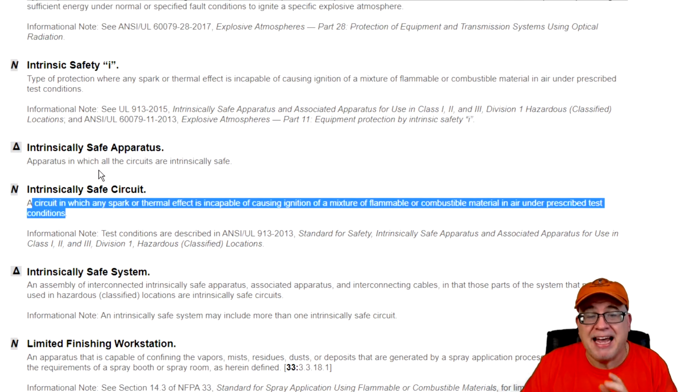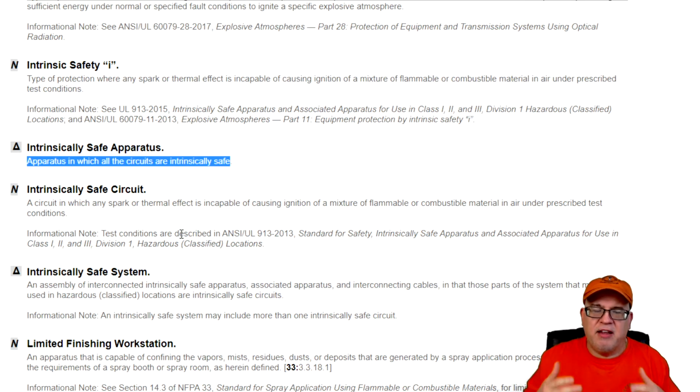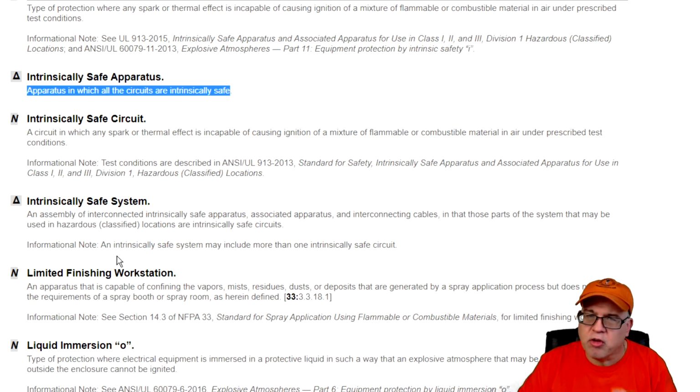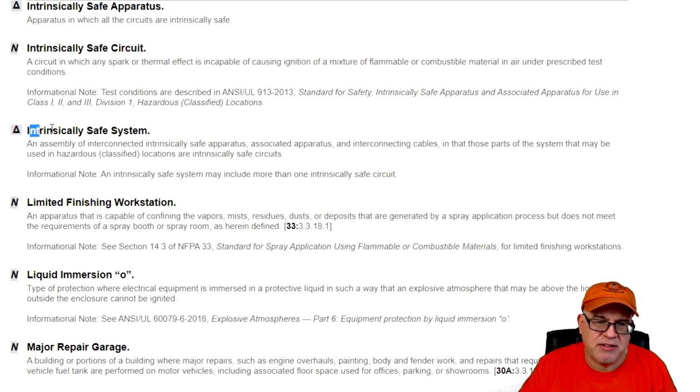Now, we have apparatus that this intrinsically safe circuit will connect to. This is the apparatus in which all of the circuits are intrinsically safe. All of these circuits connect to apparatus that might be in a piece of equipment in a specific area where the code requires it to be intrinsically safe; that apparatus is what's receiving the intrinsically safe circuits. We'll talk about this more in 500, 501, 502, 503 when we see the reference to intrinsically safe, and I'll remind you of what we're talking about. Now, what about a system? It's everything: the circuit, the apparatus, and the interconnection of the two. All of that is an intrinsically safe system.